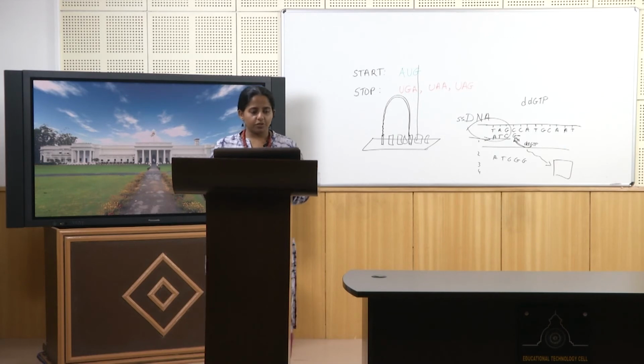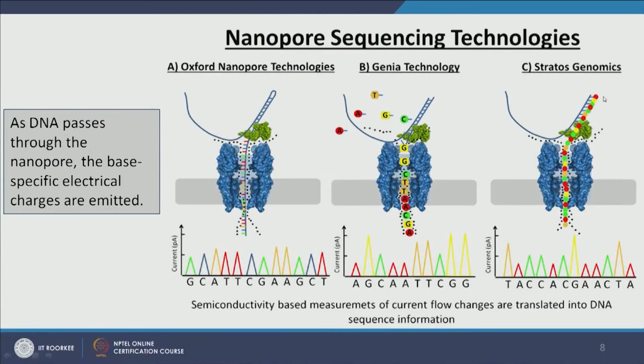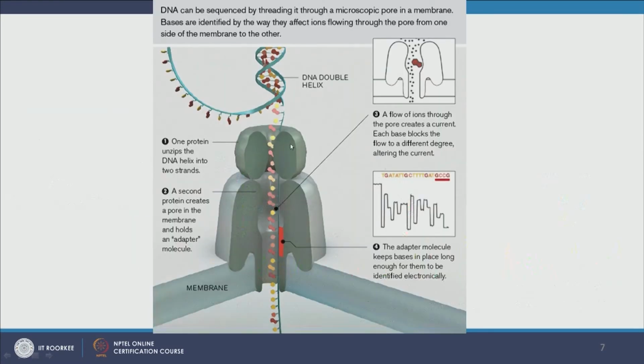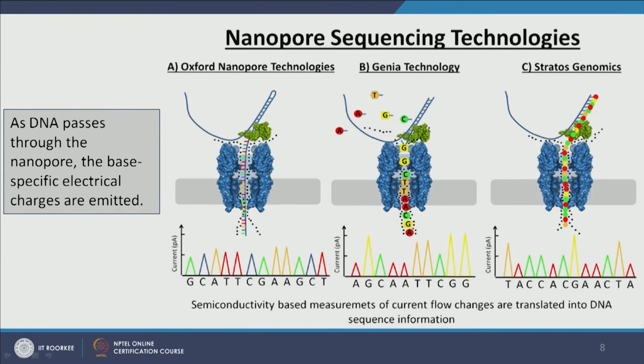So this is nanopore sequencing for you, and there are 3 different technologies right now in the market. One is the Oxford Nanopore technology, whose example I was showing you here. Then there is Genia technology, and there is Stratos Genomics. All of them use semiconductivity based measurements to know how current is flowing through the pore, and then they translate that into DNA sequence. But there are slight differences in each of them.